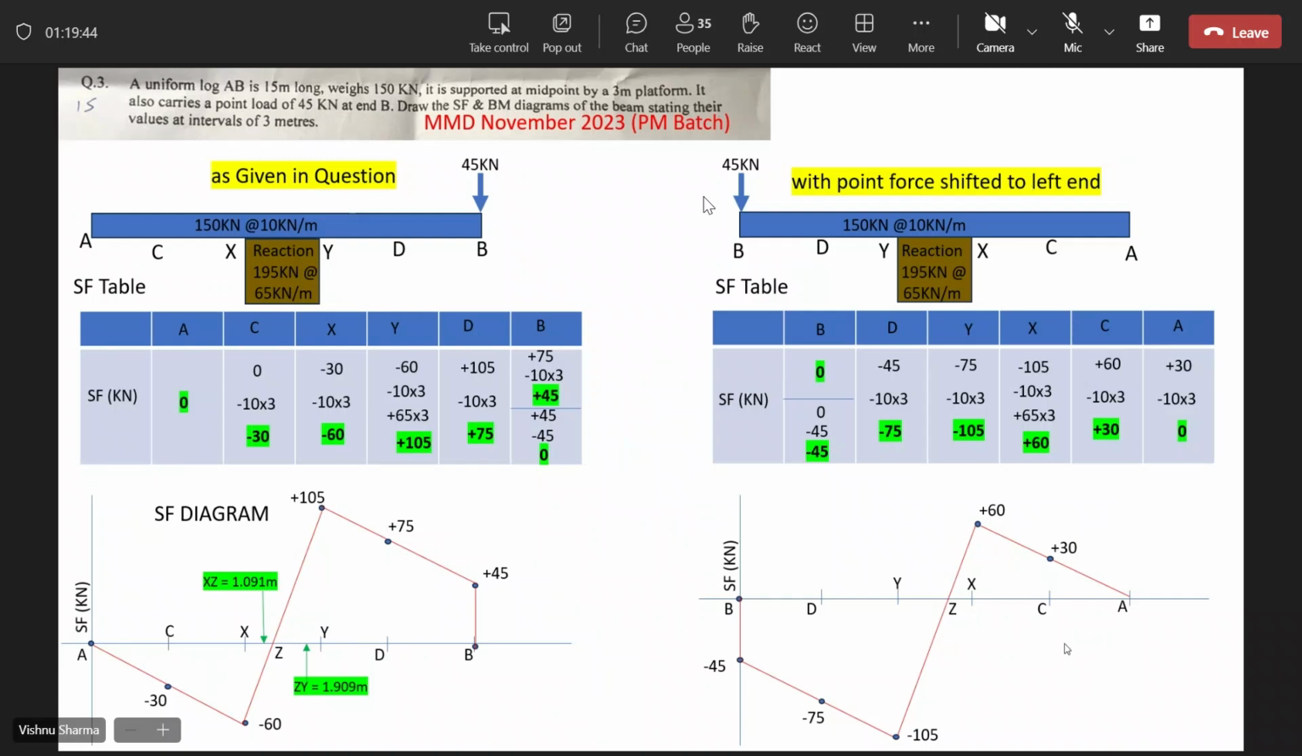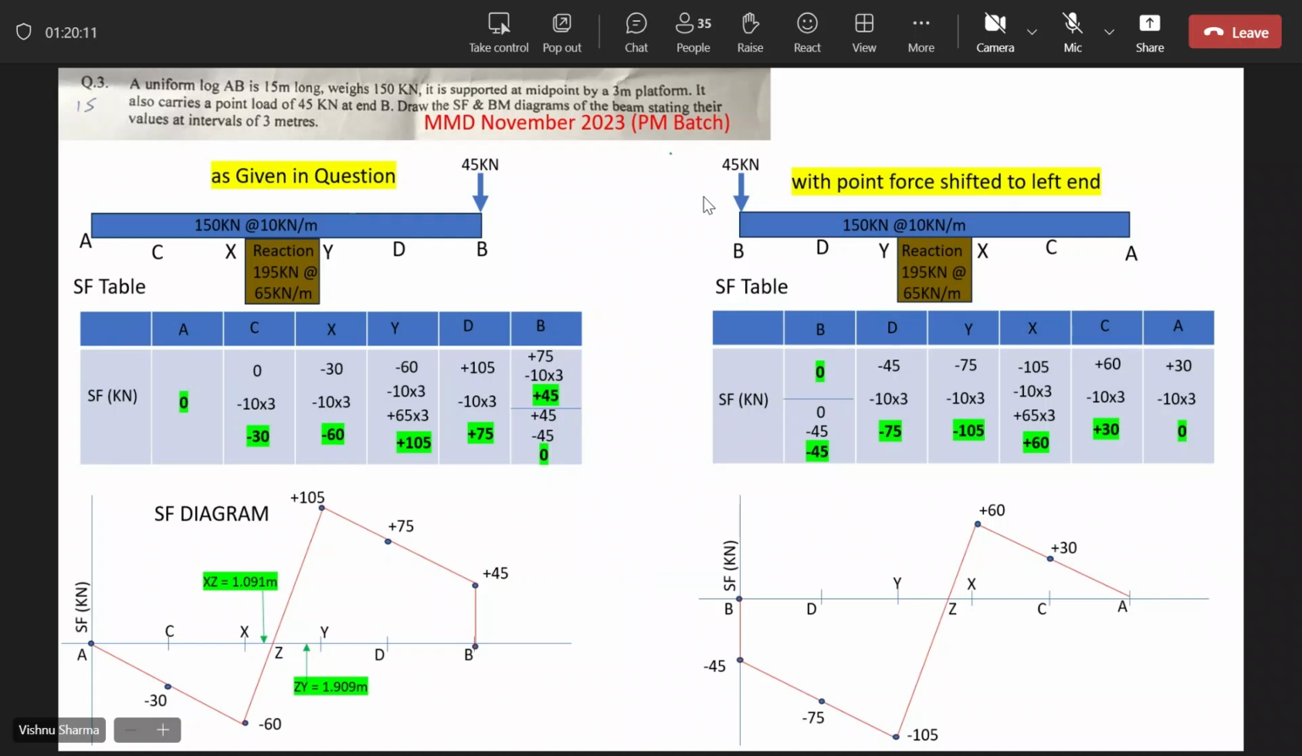Read the question, don't focus on the solution, guys. He says a uniform log AB, 15 meters long, weighs 150 kilonewton. It is supported at midpoint by a 3-meter platform. It also carries a point load of 45 kilonewton at end B. Draw the SFBM diagram stating their values at every 3 meters interval.